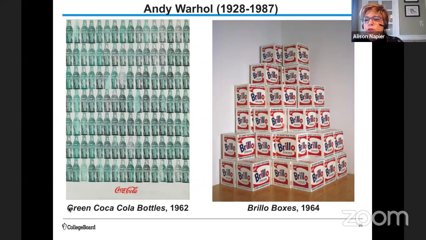Things like the green Coca-Cola bottles created the same year as our soup cans. And then the Brillo boxes also, he's using this repetitive imagery. He's using silk screening processes that are very common to commercial product production. All of this very important and certainly not considered what the art world thought of as high art.